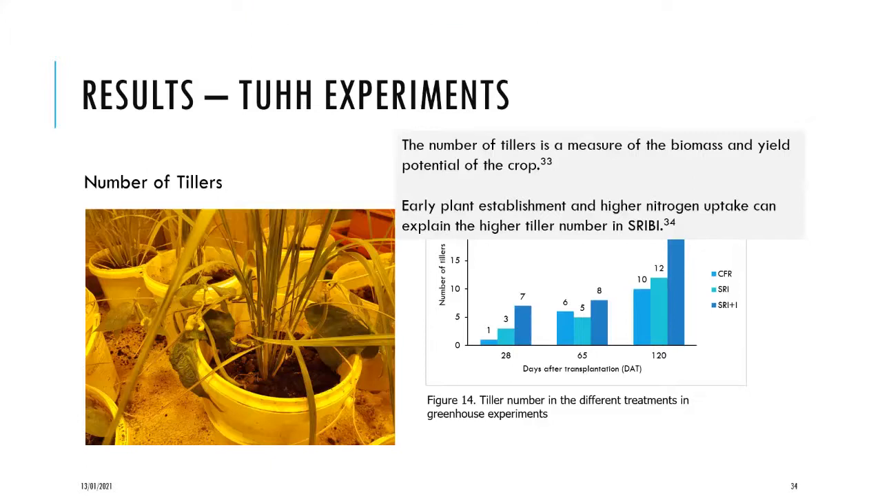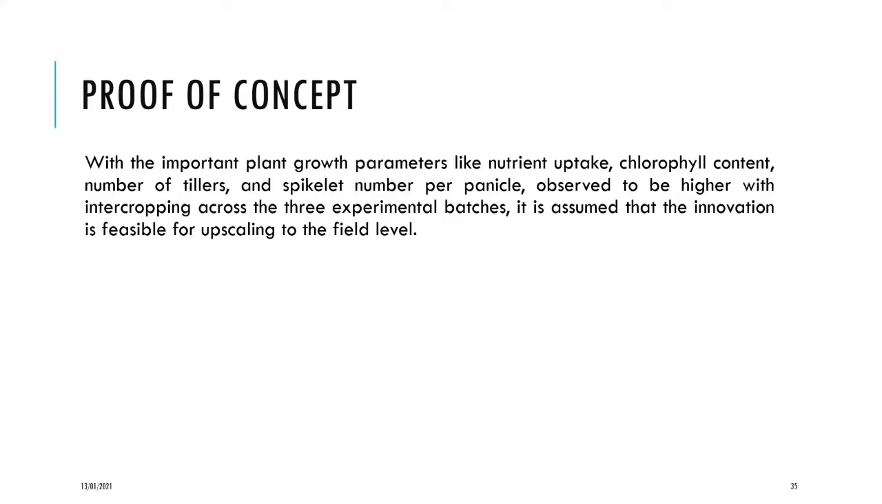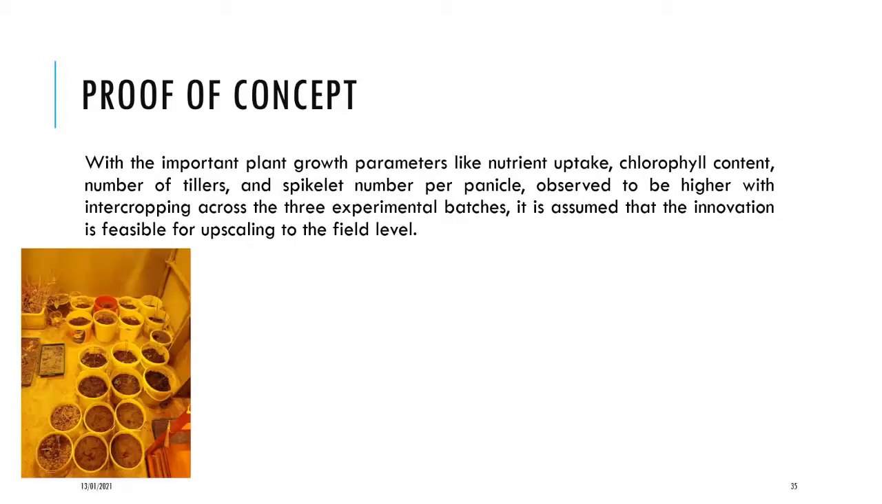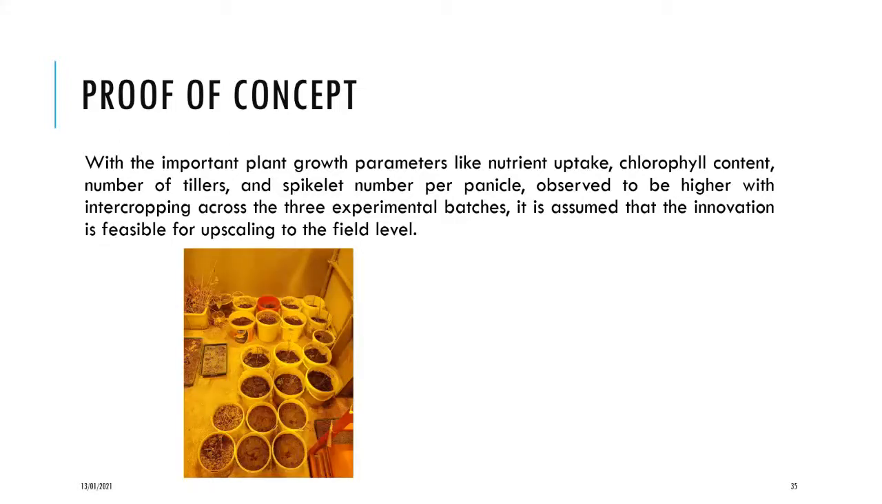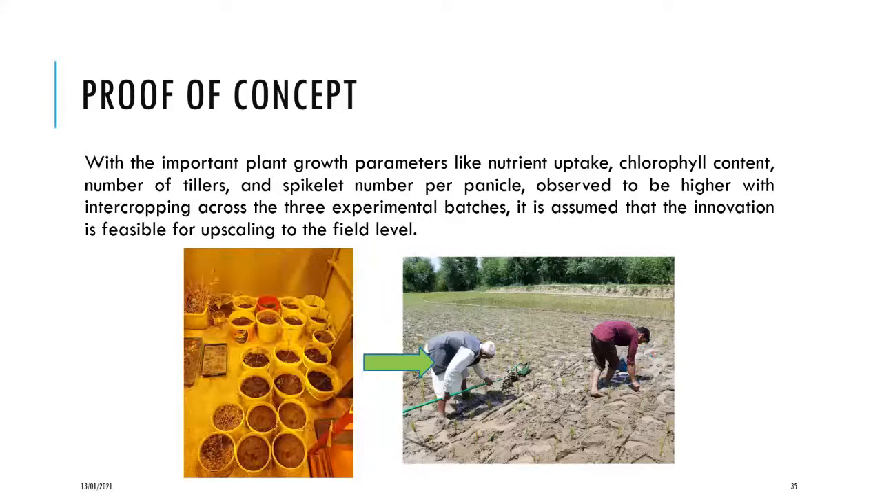And the reasons behind this could be the early plant establishment, which we talked about as a salient feature of SRI, and higher nitrogen uptake, which resulted from the intercropping of beans. So these were just the two parameters that I mentioned in this presentation. Other parameters were also measured, as a result of which we concluded that this intervention, or this innovation, is fit for application in the field. And we went to the field experiments.